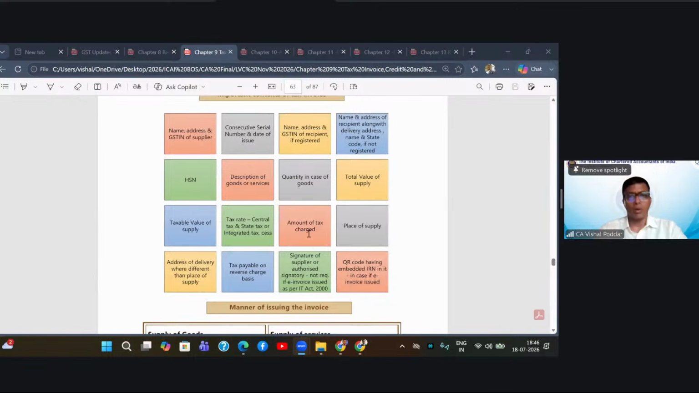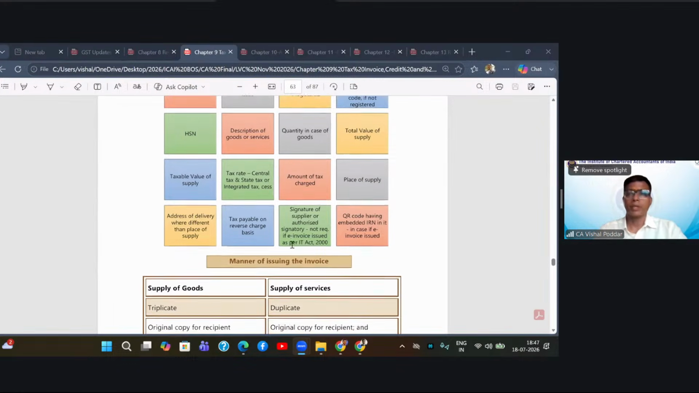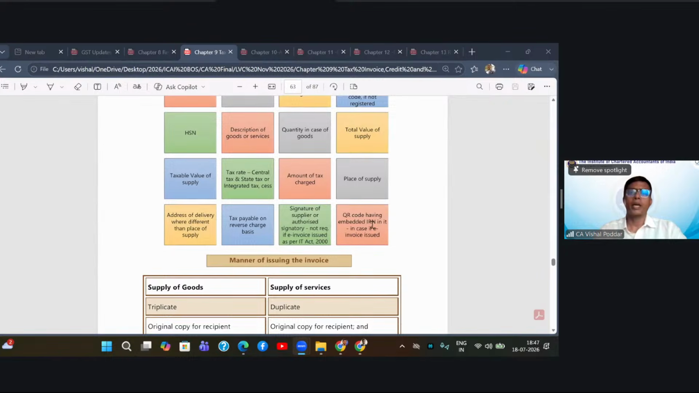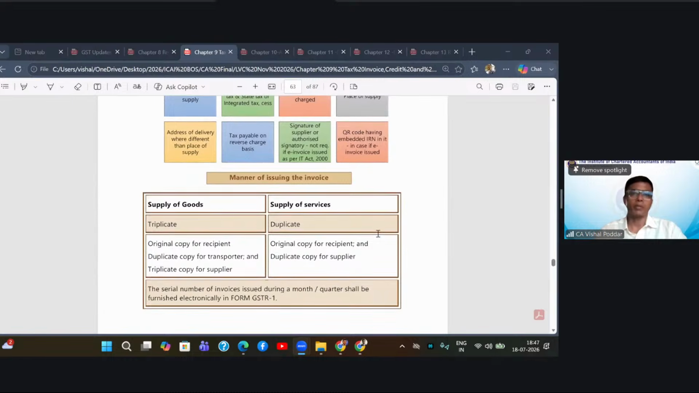Rate of tax, amount of tax, most important, place of supply, where address of delivery and the place of supply are different, then you have to mention the address of delivery separately. Then whether the tax is payable on reverse charge basis, that has to be mentioned. And signature of supplier or authorized signatory, not required if the invoice is issued as per IT Act. So if the invoice is issued as per IT Act, then the signature will not be required. And last, QR code having embedded IRN in it in case wherever e-invoice is applicable.